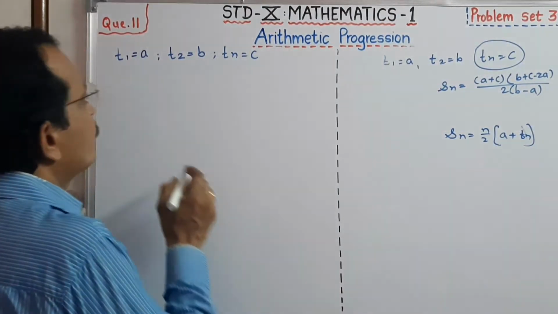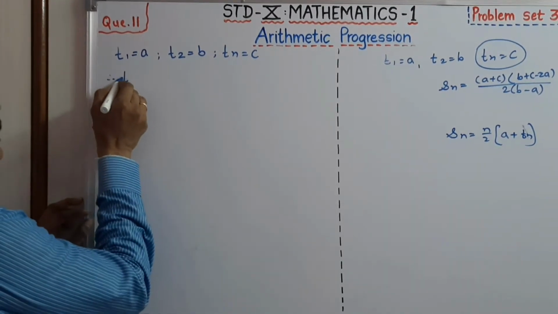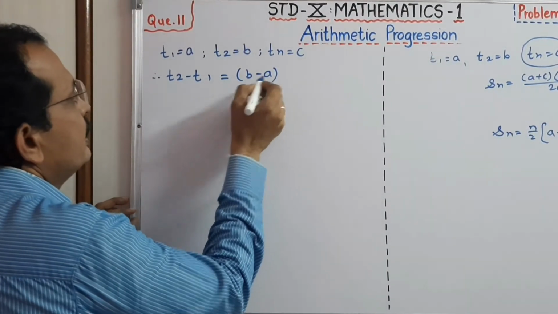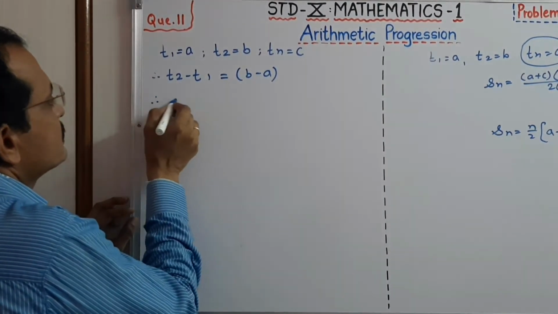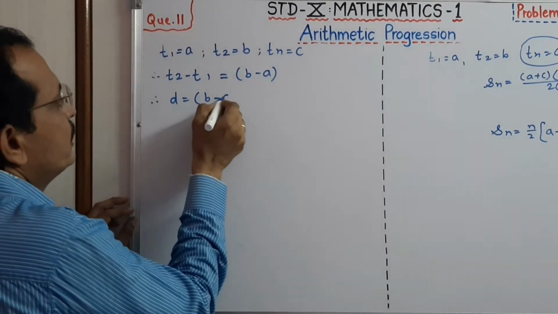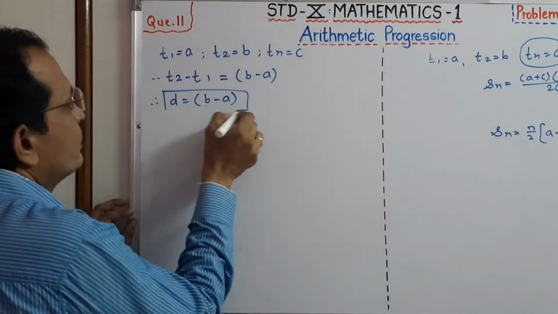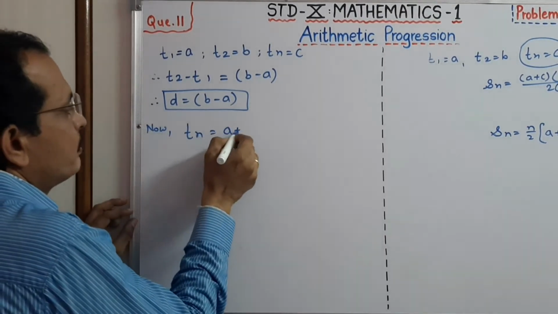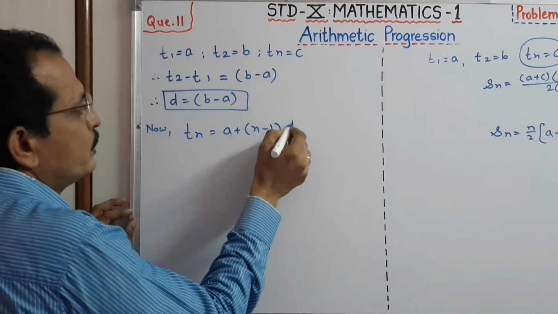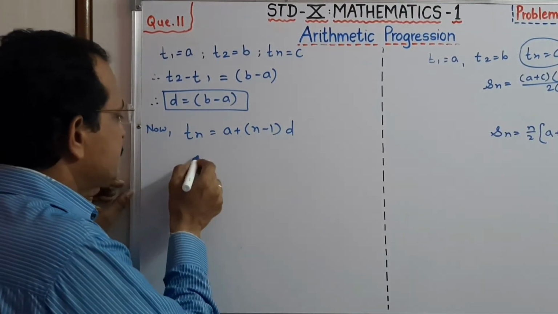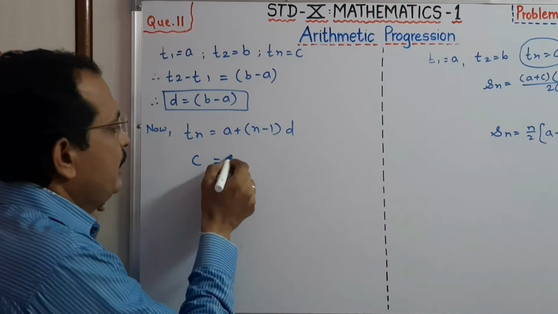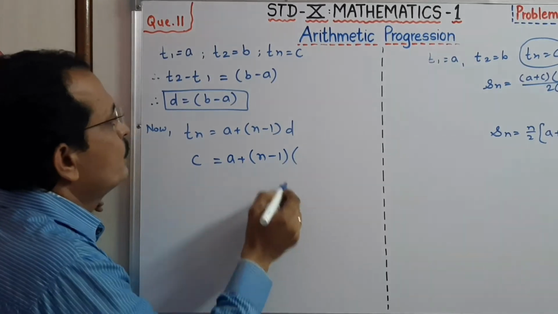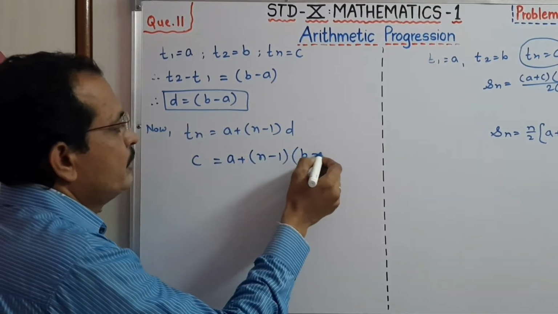Therefore first of all we have to find out d, and therefore T2 minus T1 is equal to b minus a. This is the common difference. Therefore d is equal to b minus a. This we have to use. Now Tn is equal to a plus (n minus 1) into d. Tn, that is c, is equal to a plus (n minus 1) into d, which is b minus a.